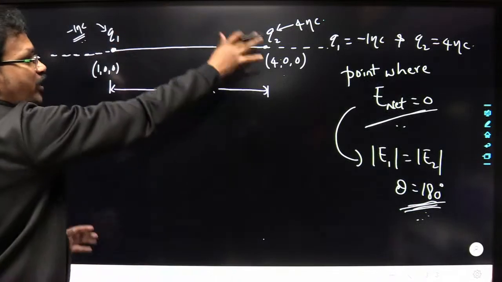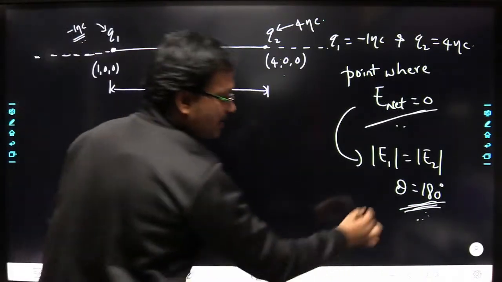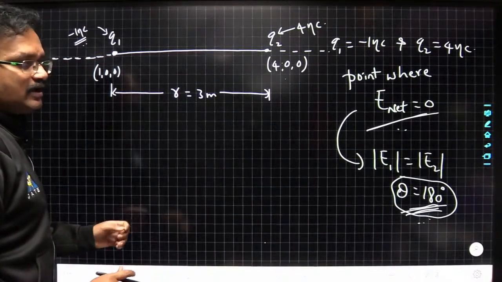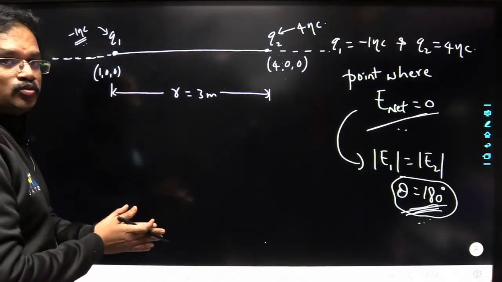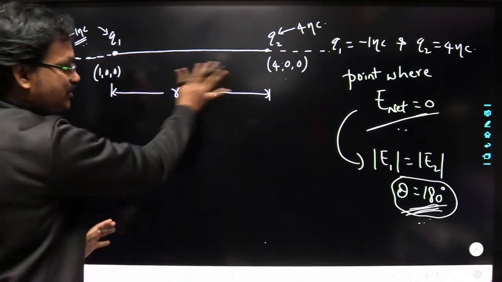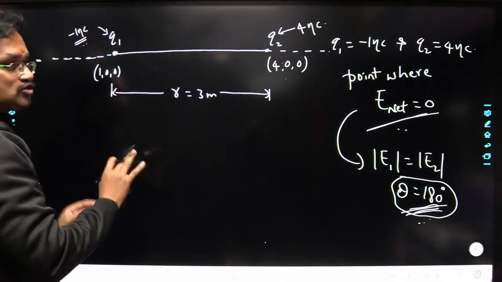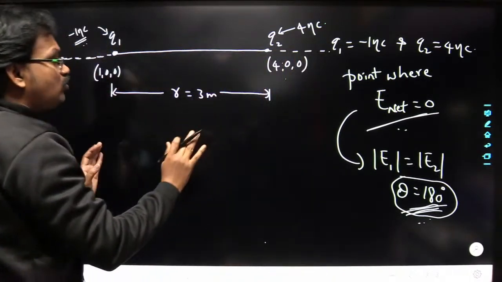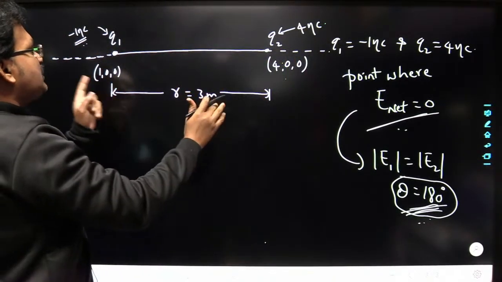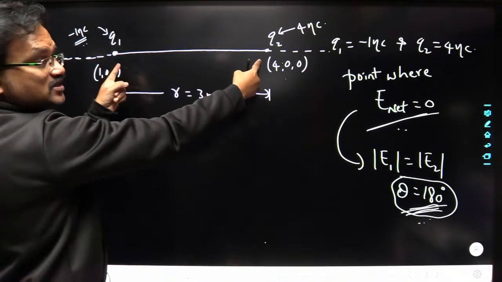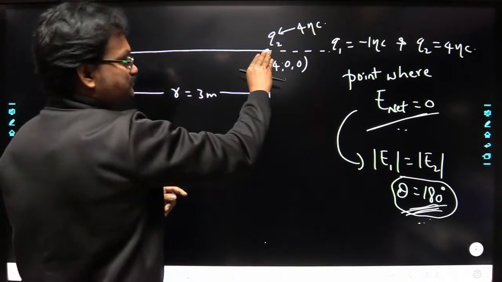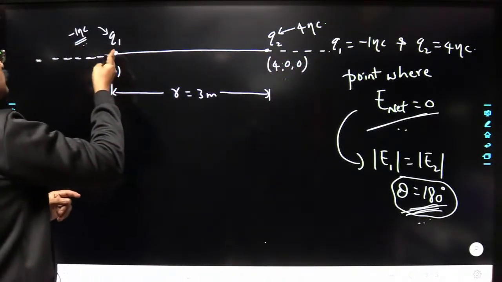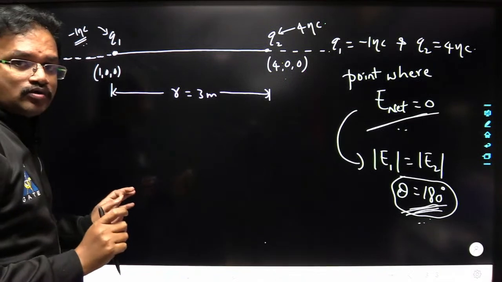So at no other point are you going to get this condition, that is theta equal to 180 degrees. Whatever point you take, the angle between E1 bar and E2 bar is not going to be 180 degrees in this region or in this region. So it will be satisfied only along this line. Now you have to determine whether that point is present between these two charges, or to the right of Q2, or to the left of Q1. So this is what you have to determine here.